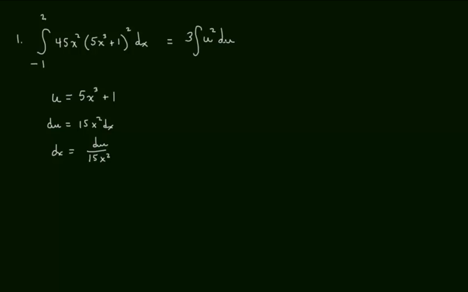Now here's where the problem changes. This negative 1 is x equals negative 1, and this 2 is x equals 2. But now I've converted to u, so I'm going to change my bounds in terms of u. For my bound of x equals negative 1, and my definition that u equals 5x cubed plus 1, I can determine the corresponding u bound. So u equals 5 times the negative 1 cubed plus 1, which is negative 4. So that goes down here.